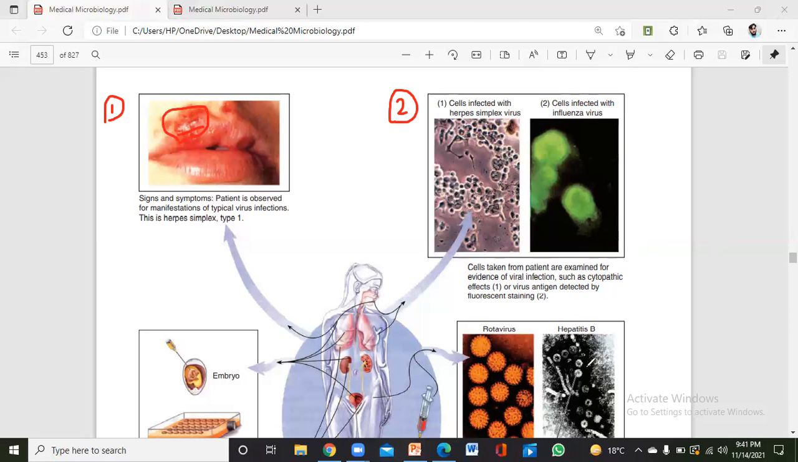The third way is electron microscopy. Okay, just wait a minute, I want to scroll it down.